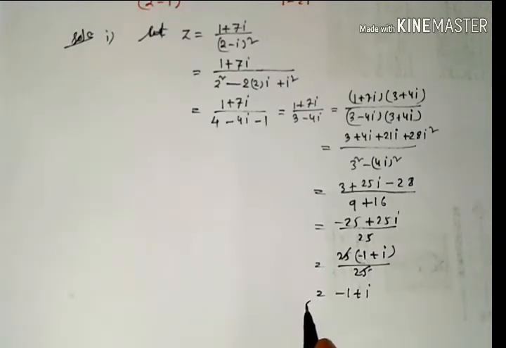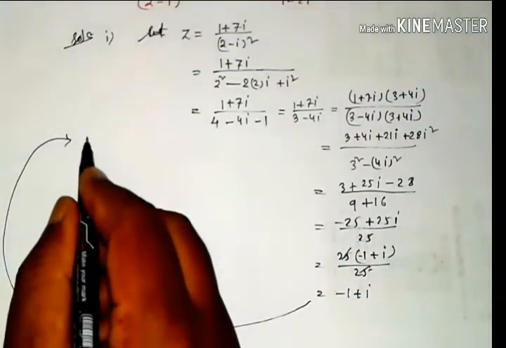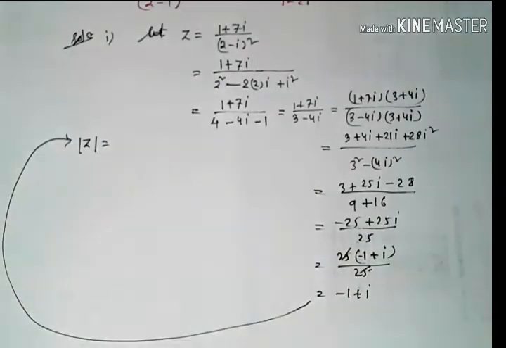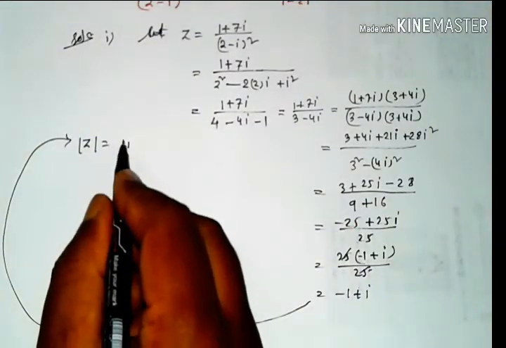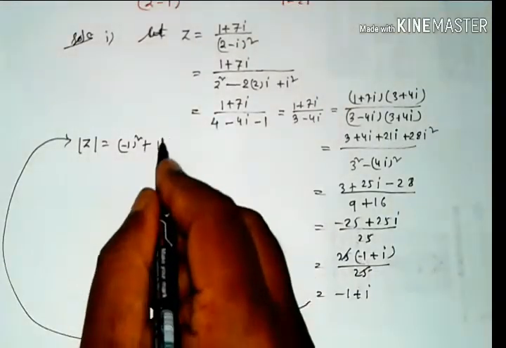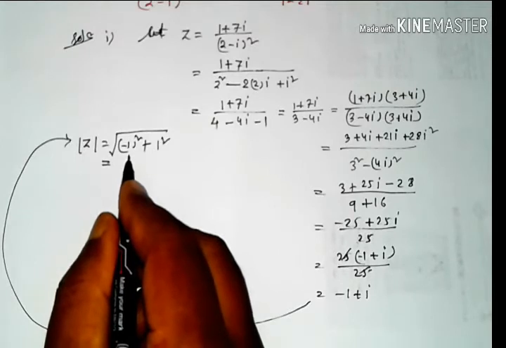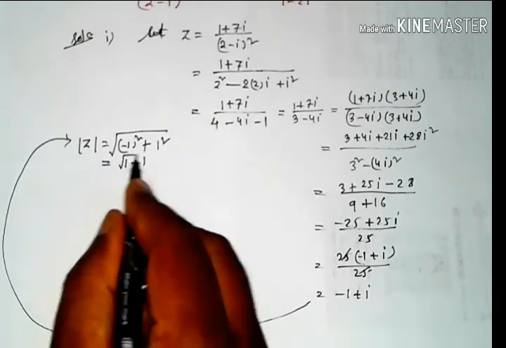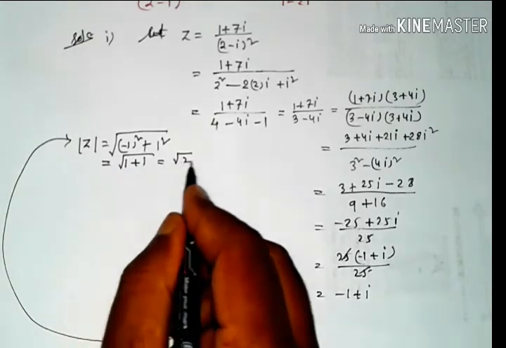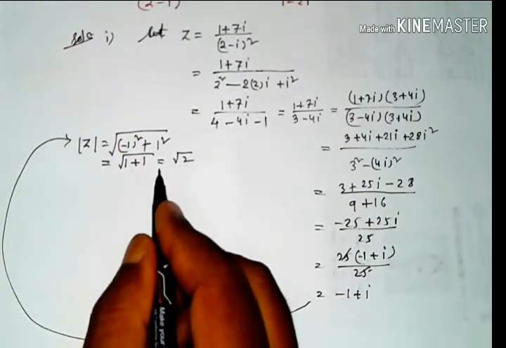Therefore, we can write this. Modulus of z. What is the modulus of z? Here the real part is 1, squared. The imaginary part is also 1, squared. That is, 1 plus 1, that is root over 2. And this can be taken as R.